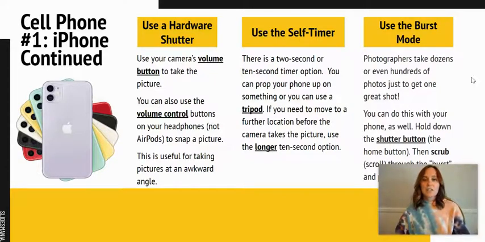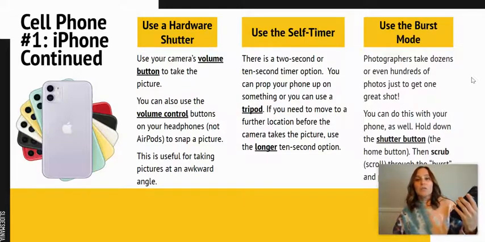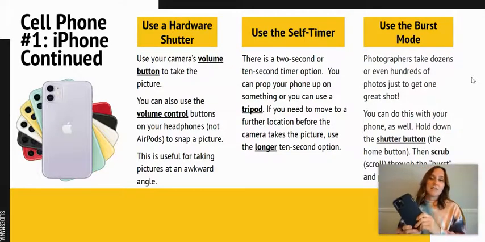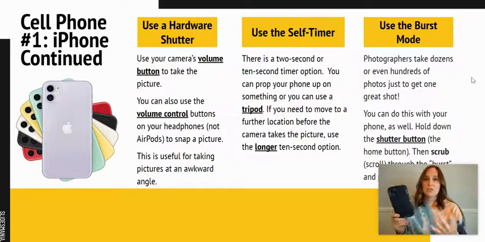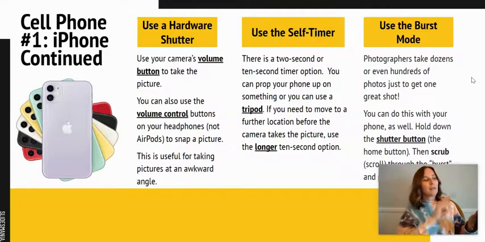For using the self timer on an iPhone, there's a couple of options. There's a 2-second and a 10-second timer option. You can prop your phone up on something, or you can purchase a monopod or a tripod. If you need to move to a further location before the camera takes a picture, use the longer 10-second option. So you could prop your phone up, set the timer for 10 seconds. That gives you a chance to move away before the picture is snapped.